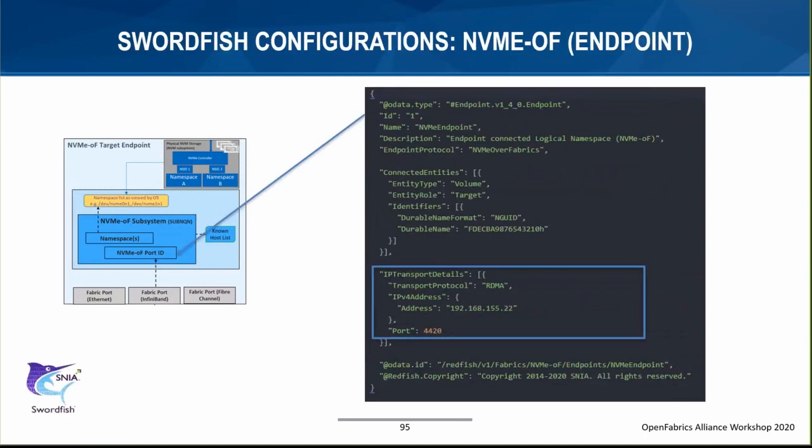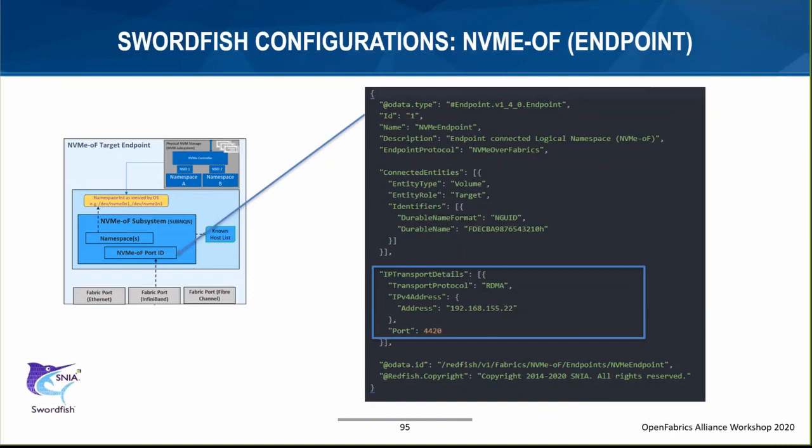Yes, and so the NVMe or Fabric subsystem has ports defined, which are defined by the endpoints, and the right side shows the implementation in the snippet for this endpoint schema. We can see that there are transport details that are defined, which define IP addresses, transport protocols, and port details, etc. And this is how a Fabric endpoint is defined.